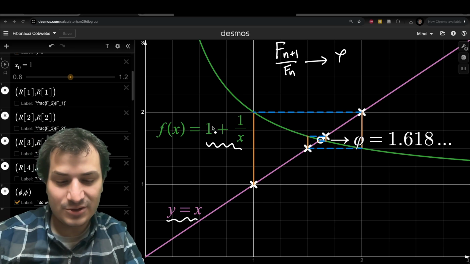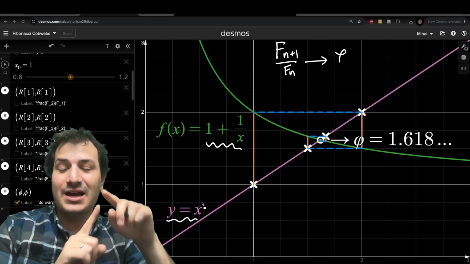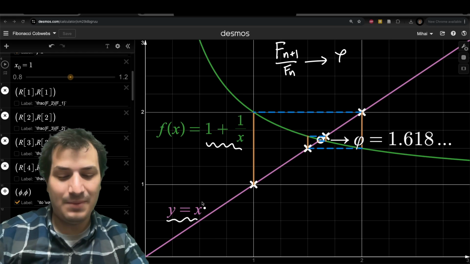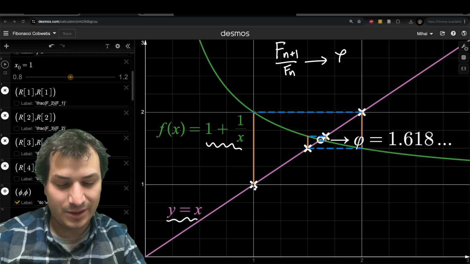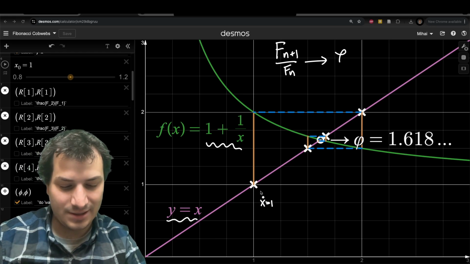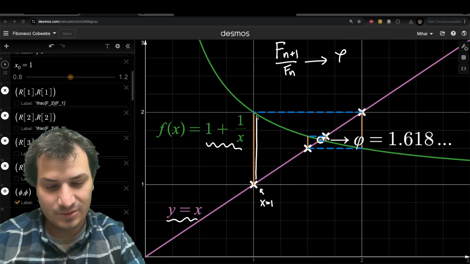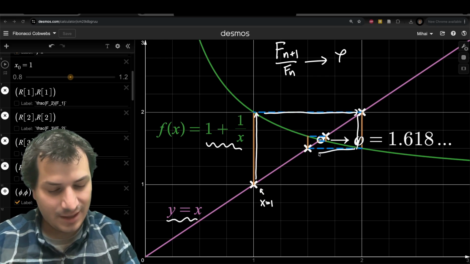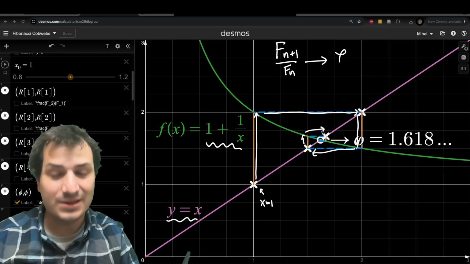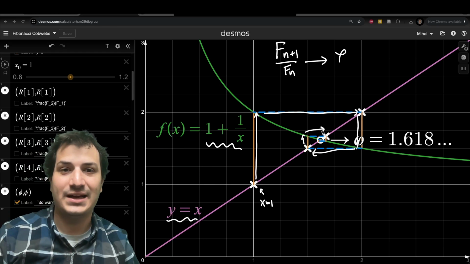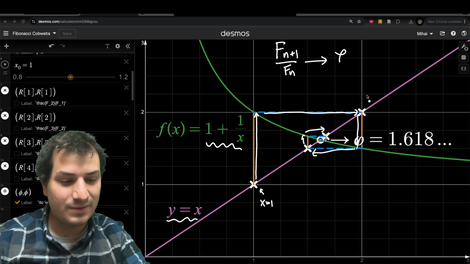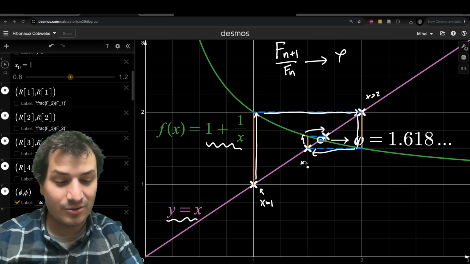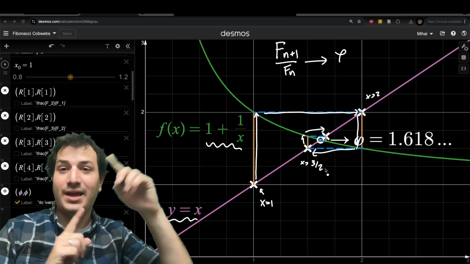If you have these two functions, 1 plus 1 over x and y equals x, you can alternate between them and make this little cobweb picture. So you start at some point, we're going to start at x equals 1 right here, and you alternate between the two functions. You go from one function to the next function and back and forth, and it generates this little sequence of x's on y equals x. So it starts at x equals 1, then it's going to go to x equals 2, then it's going to go to x equals 3/2, and so on and so on.